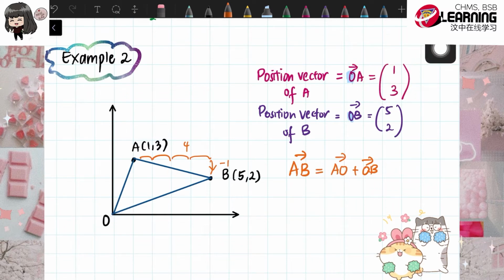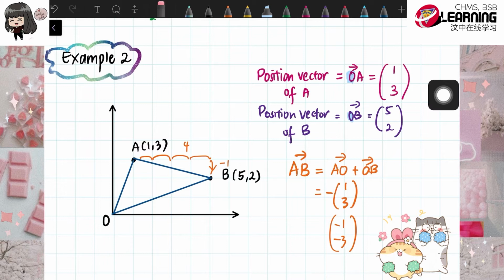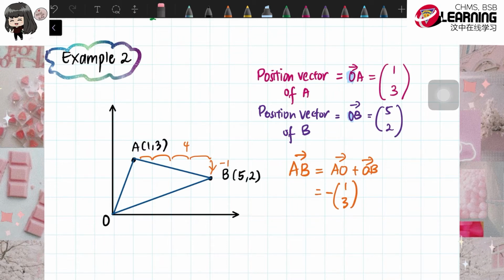So AO is a negative. Okay, we have learned this in previous lesson. When we add negative in a vector, it means that it's anti-direction. Okay, so this will be negative bracket column vector 1, 3. Or if you put -1, -3, it's the same thing. Okay, so I will just stick to putting negative in front of the column vector. Plus OB. OB, we already have 5, 2.